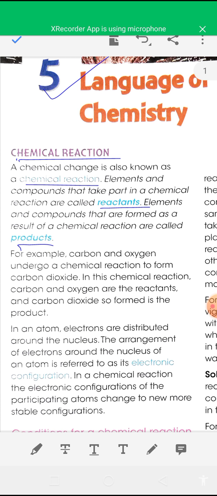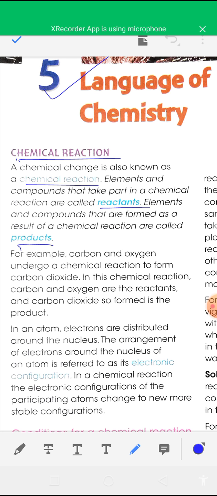The elements and compounds that take part in a chemical reaction or chemical change are known as reactants, and the elements and compounds that are formed after the chemical reaction are called products. For example, carbon and oxygen undergo a chemical reaction to form carbon dioxide. In this reaction, carbon and oxygen both are reactants, and carbon dioxide formed is the product.